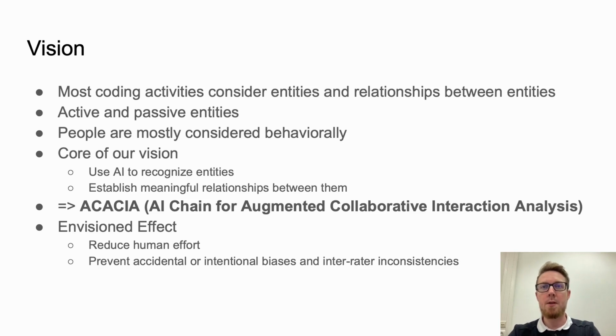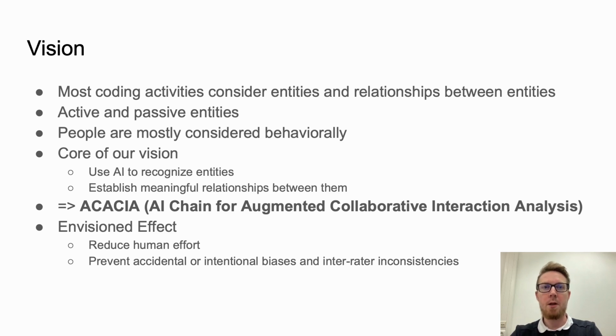In essence, most coding activities in this context consider collaborative settings with their entities and how relationships between those entities unfold over time. The entities can be either active, such as humans, intelligent user interfaces, or robots, or passive, such as objects like devices, tools, screens, artifacts, or territories. People as actors are mostly considered behaviorally by human coders through their implicit and explicit actions, which can be expressed through touching, looking at, pointing to, talking and gesturing, or moving around. These actions are of interest in collaborative settings mainly when conducted in relation to one another or to other, both active and passive entities. The core of our vision, therefore, is to use AI to recognize all related entities and establish meaningful relationships between them.